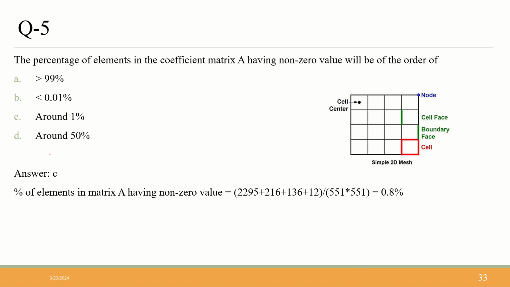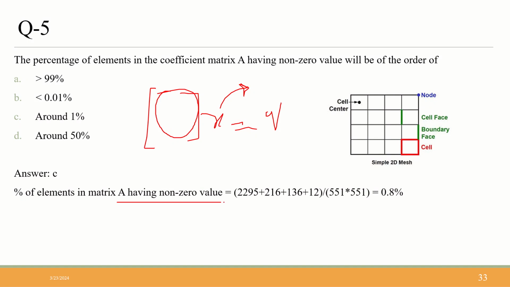Now we have an interesting question. The percentage of elements in coefficient matrix A having non-zero value will be of the order of greater than 99%, less than 0.01%, around 1%, around 50%. So if you remember, we make A matrix into X into Q. This X is nothing but all the points, right? So how many elements will have non-zero coefficients? So it is percentage of elements in matrix A having non-zero value is these many points divided by total number of elements.